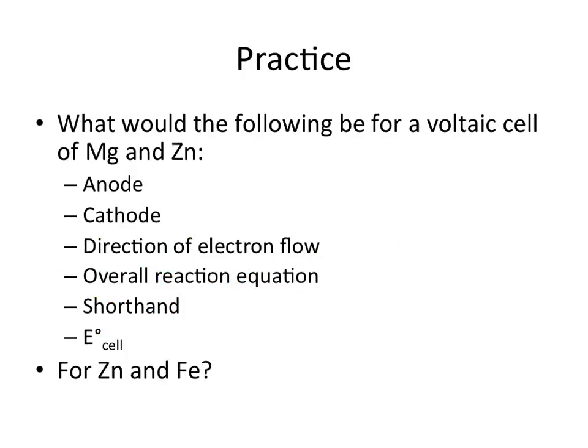So go ahead, look at this reaction between magnesium and zinc. Which one would be the anode, the cathode? Which way would the directions flow? What would be the overall reaction equation? The shorthand, the E cell, and do the same thing for zinc and Fe, and we'll come back.